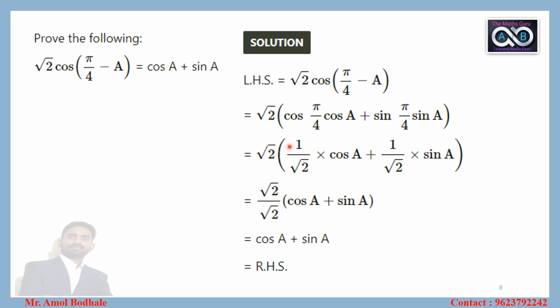Here root 2 stays as it is in front of the bracket: cos pi by 4, which is 1 by root 2, into cos a, plus sin pi by 4, which is 1 by root 2, into sin a. Now we can take 1 by root 2 common from the first and second terms, so we get root 2 upon root 2 in front of the bracket, with cos a plus sin a remaining. Now root 2 cancels, and we get cos a plus sin a, which is exactly the required RHS. So in this way we consider the LHS and show that it is the same as the RHS.